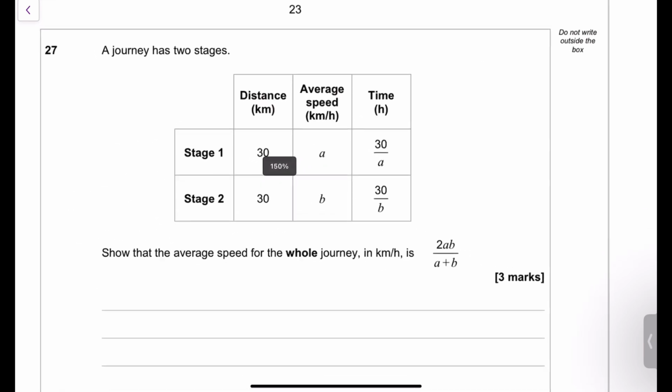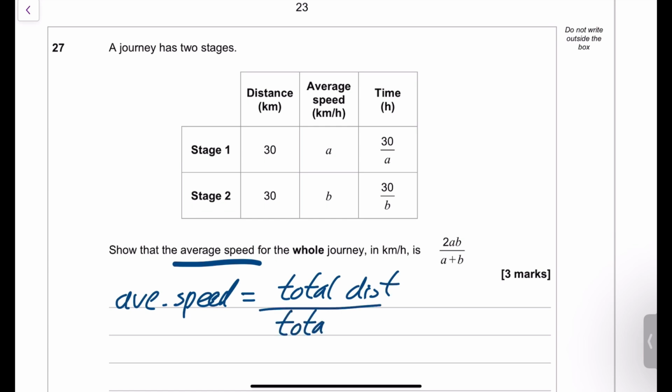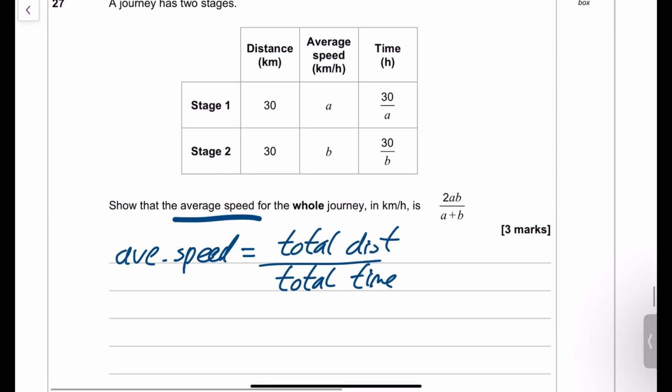There we go. Right. Journey has 2 stages. So stage 1, you go a distance of 30 at an average speed of a, and your time is 30 over a hours. And then stage 2 is 30, and you go at an average speed of b, and your time is 30 over b. Show that the average speed for the whole journey is this. Okay, no idea. So if I have no idea, write down a formula. So the formula for average speed is equal to total distance over total time. So let's just fill it in.